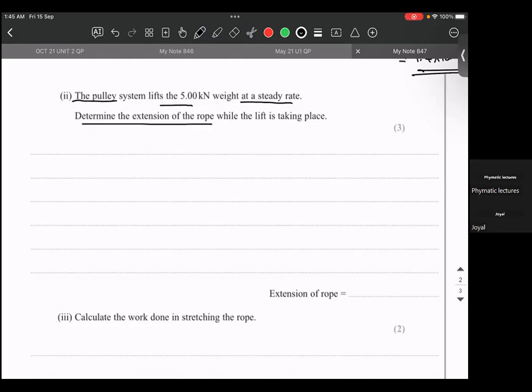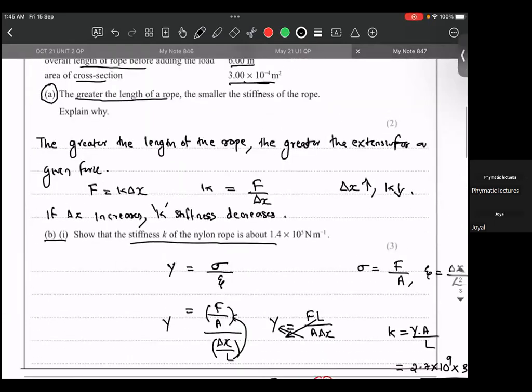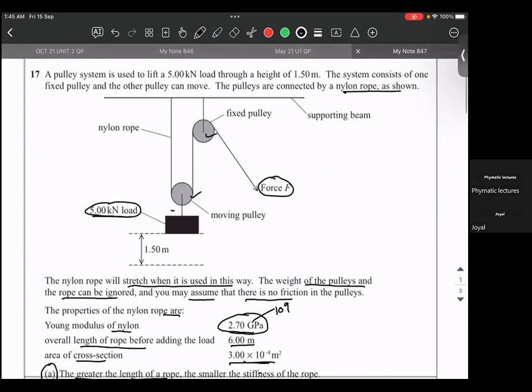Determine the extension of the rope while the lift is taking place. So while the lift is taking place, we need to find the extension that is happening to this spring. Here you can see this is the force F. So obviously there will be a tension. So the same tension will be distributed here.